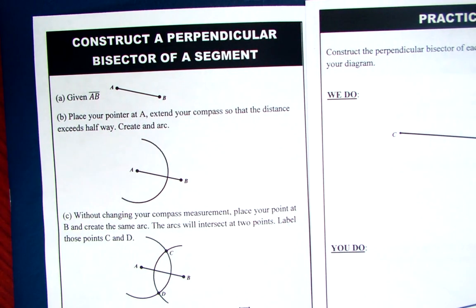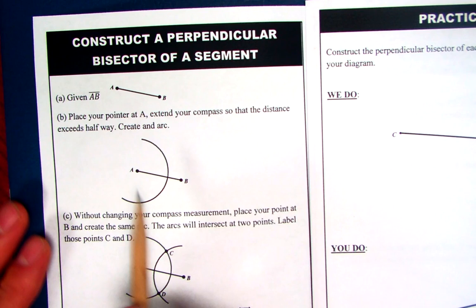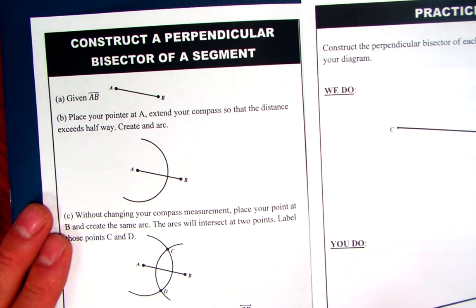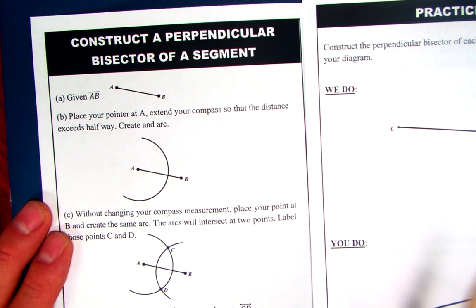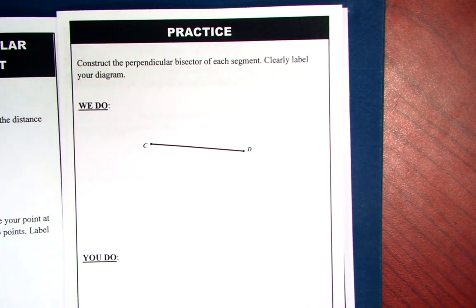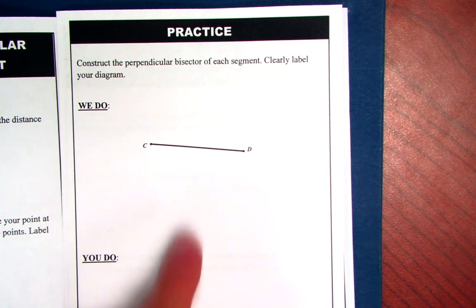Well, the nice thing about this is that we've already done it. When we constructed a bisector of a segment in our last set of notes, it was actually the same process. The bisector that we constructed was already perpendicular. So these essentially are the same notes from the last lesson. Okay, so I'm going to just come over here to the example. We're going to construct a perpendicular bisector of each segment. We'll do this one, you do that one, or the one down below.